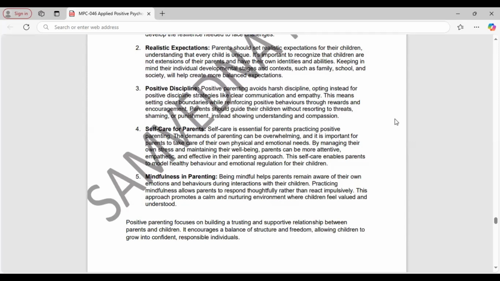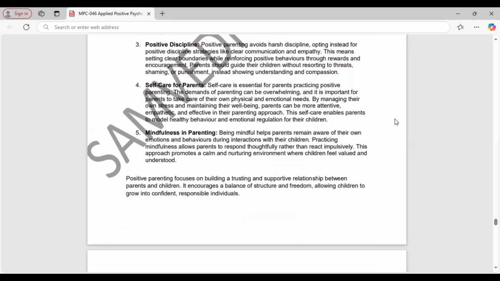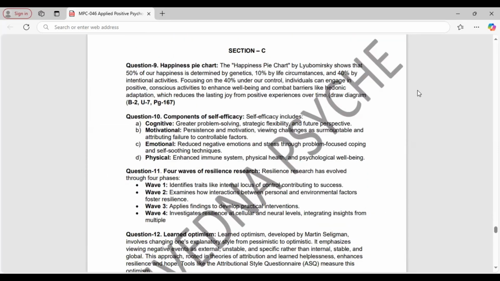Mindfulness in parenting. Practice mindfulness to stay aware of emotions and behaviors during interactions, promoting a calm environment where children feel valued and understood. Positive parenting builds trusting relationships between parents and children, balancing structure and freedom, allowing for the development of confident and responsible individuals.